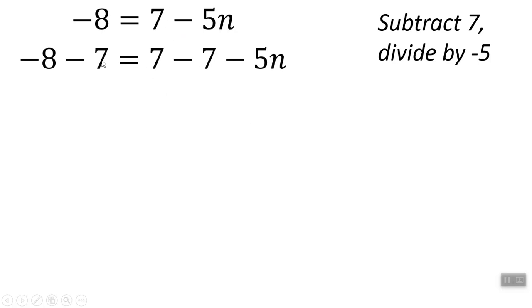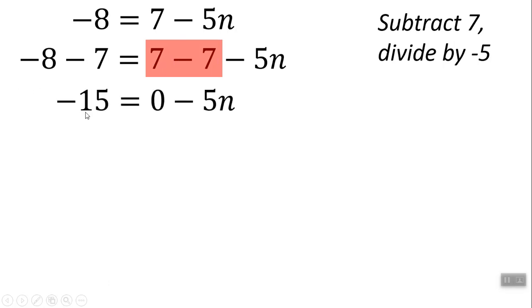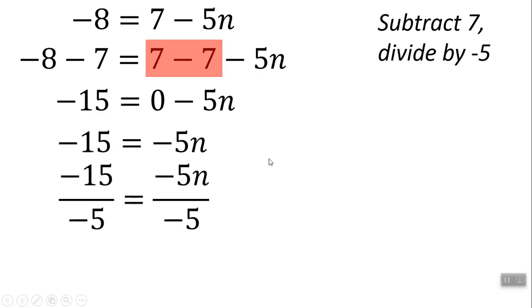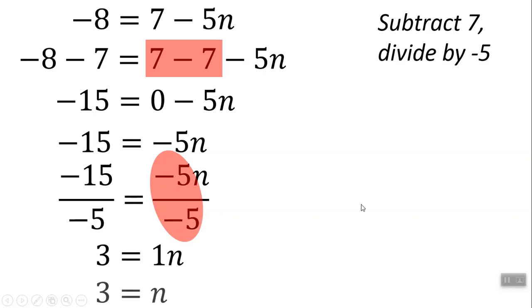I'm showing the subtracting 7 on both sides. Over here, that's going to cancel out. Over here, we'd get negative 15. And then I don't really need the 0 anymore. So now I'm dividing by negative 5n. That gives you the 1n over here. Negative 15 divided by negative 5 gives you a 3. So then I don't really need the 1n anymore. It's just going to be n.